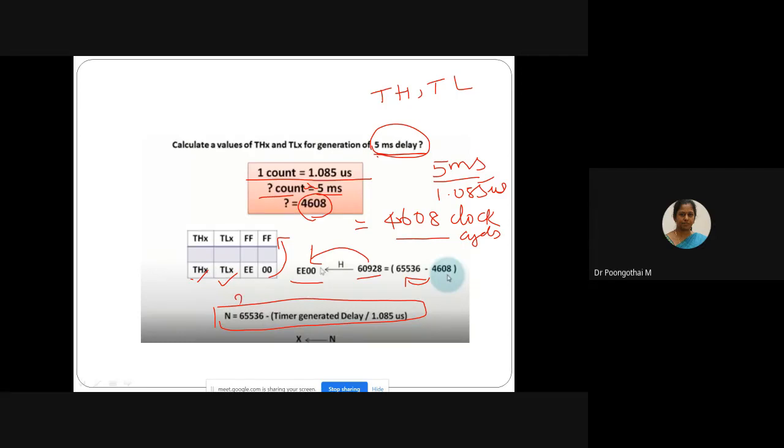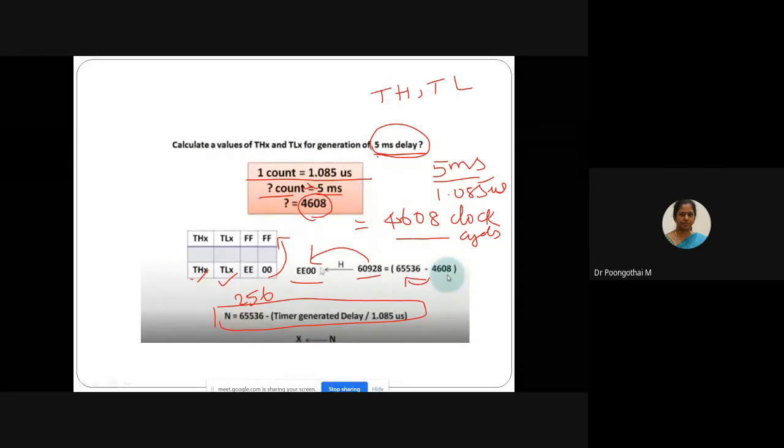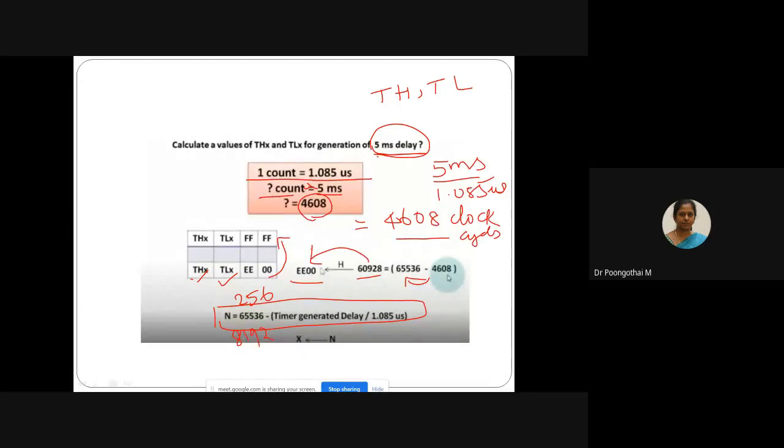Suppose if it is an 8-bit timer mode, this will be 256 minus timer delay divided by 1.085 microsecond. If it is 13-bit timer mode, 8192 minus timer generated delay divided by 1.085 microsecond.